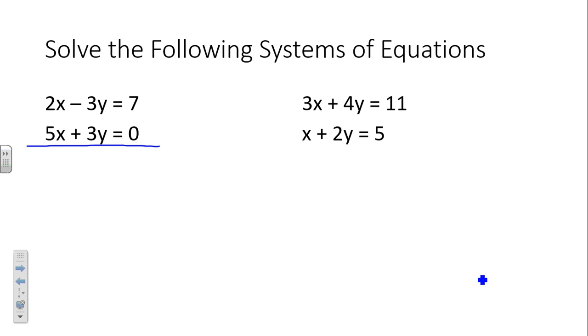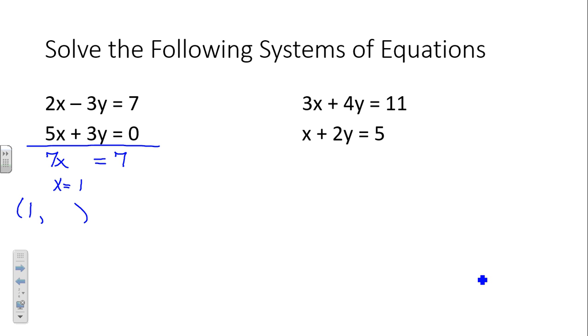2x plus 5x is a 7x. Negative 3y and positive 3y is 0. And then 7 plus 0 is 7. So what does x have to be? So we write that as part of an ordered pair. Okay? Now we just have to figure out what y is.